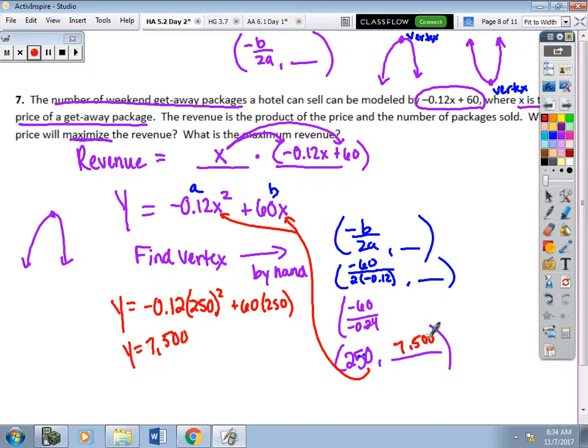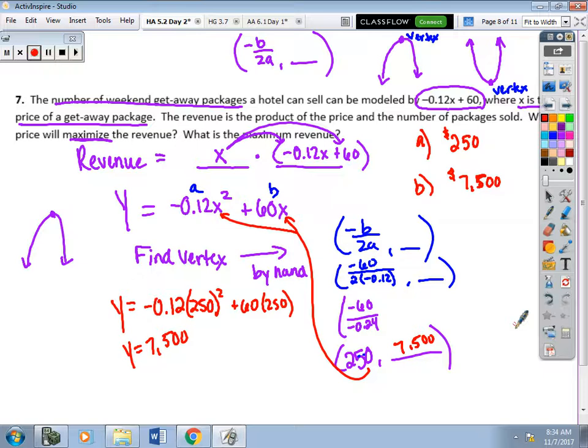Now on your quiz, it'll have 2 parts. It'll say part A, find the price that will maximize the revenue. That would be $250. And then it would say part B, what is the maximum revenue? That would be $7,500. What you don't want to do on your quiz is write those in the wrong spots, because those would be wrong. 7,500 is not the price per one package sold. It's the maximum revenue they could make per weekend. Okay.